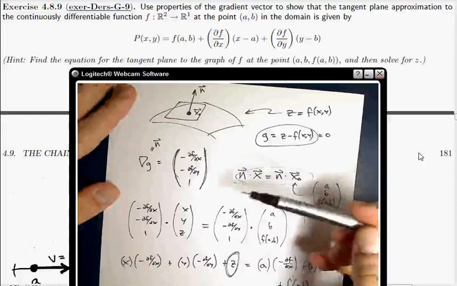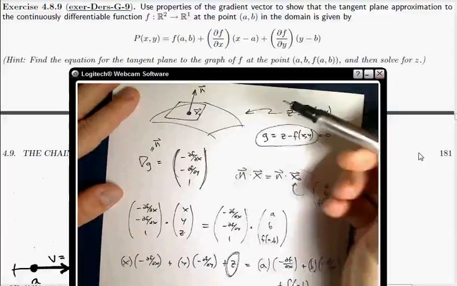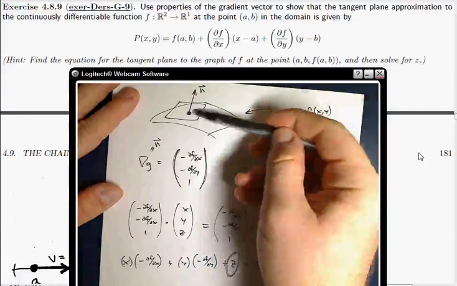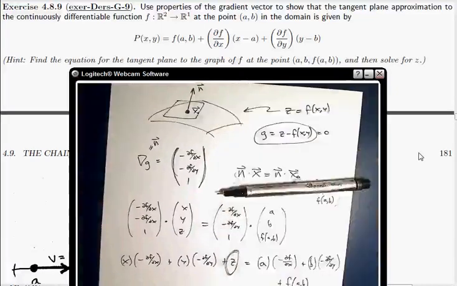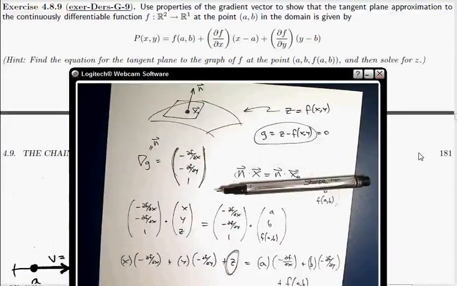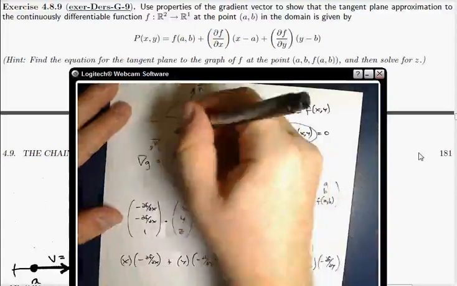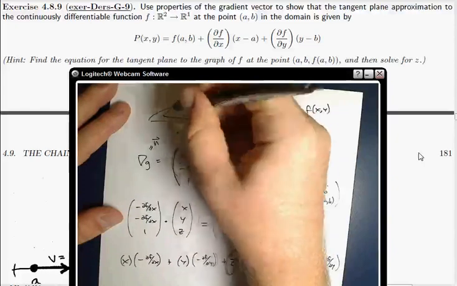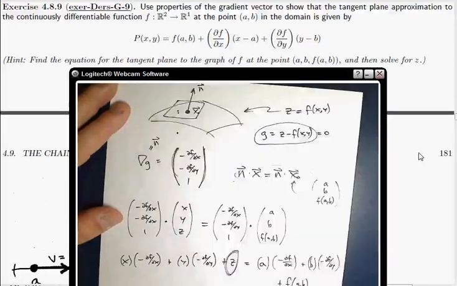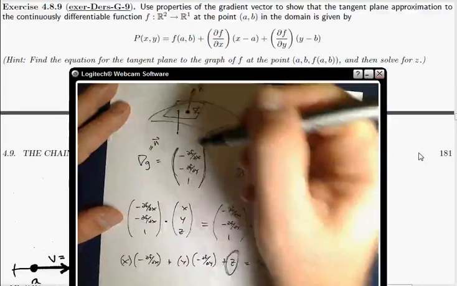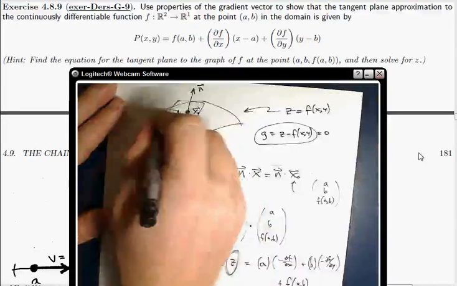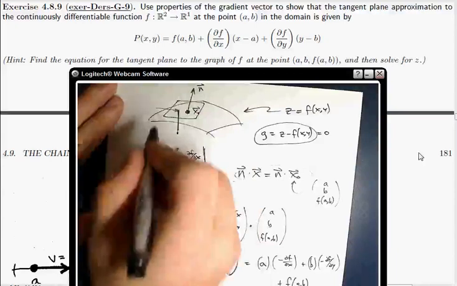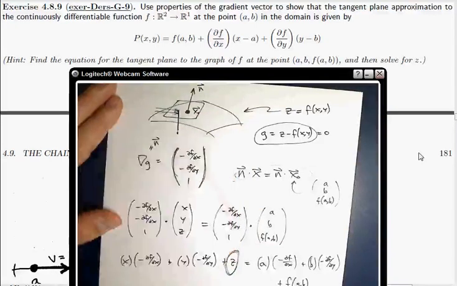And I claim, if you think about it, the whole point of a tangent plane is that it stays real close to the original surface. It's like a linear approximation. It's right up on that surface. It's just flat. It just doesn't curve the way the surface does. So for any point down here in the domain, the value of z on the tangent plane and the value of z on the surface itself are not that different. So the value of z that we just solved for on the tangent plane should be really close to the value of z on the surface itself.